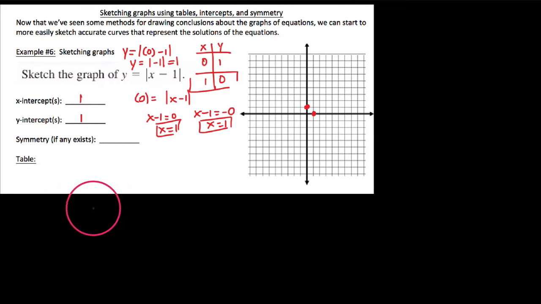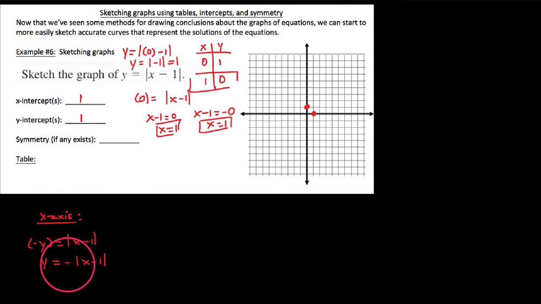Now, in terms of symmetry, we have to check for all three types of symmetry. For x-axis symmetry, we plug in a negative y value. So we plug in a negative y into our equation. If we take both sides times negative 1 in order to make our y value positive again, what we get is the negative absolute value of x minus 1, which is not the same thing as what we started with. And so it doesn't have x-axis symmetry.